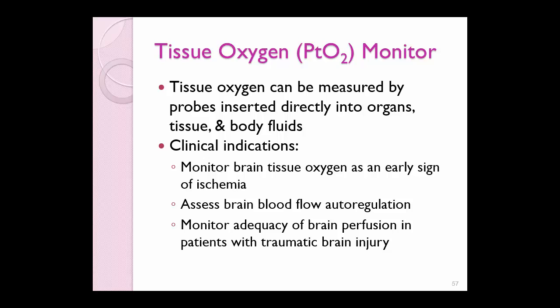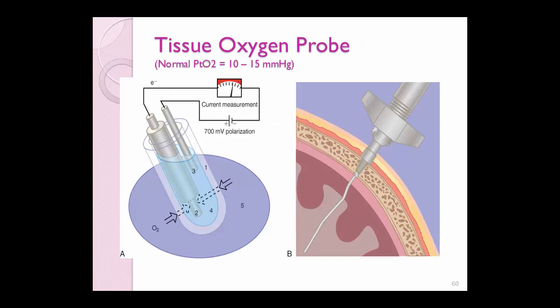The clinical indications here are to monitor the brain tissue oxygen as an early sign of ischemia, assess brain blood flow autoregulation, and monitor the adequacy of brain perfusion in patients with traumatic brain injury. So here's a schematic of that tissue oxygen probe, and you see that the normal value there is about 10 to 15 torr, but it's put through the skull and actually into the brain itself.